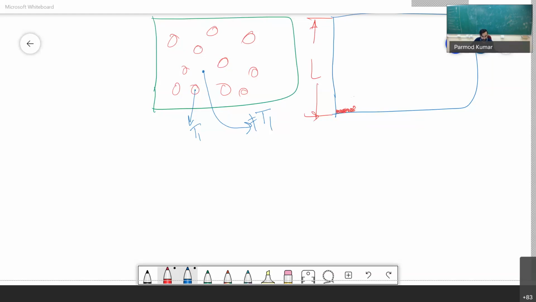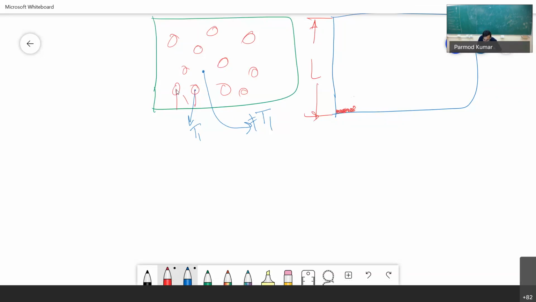Now the next question is: what happens if L is very large in comparison to lambda? Though I have already explained, it should be clear to you all now, but let me once again quickly explain it. As you see in my previous figure, if this is my lambda, can you see lambda? I have written it on the board.